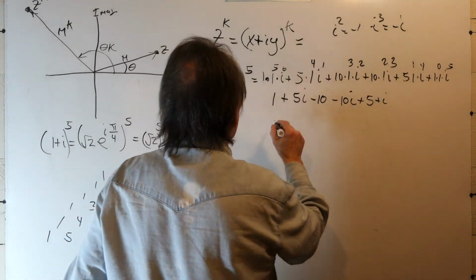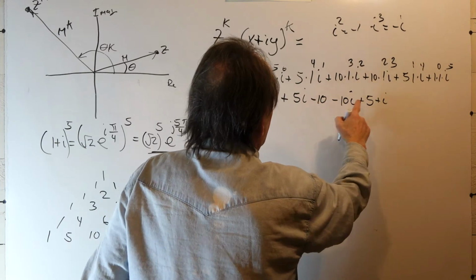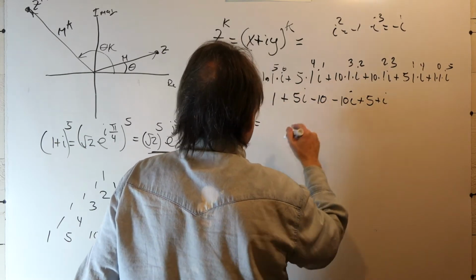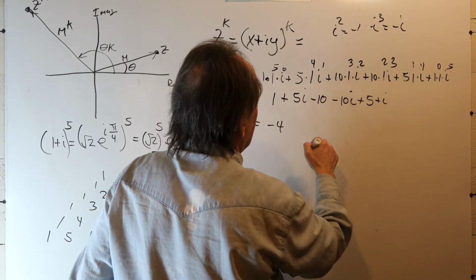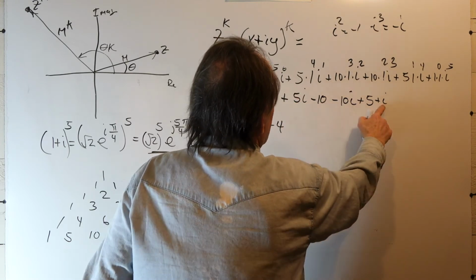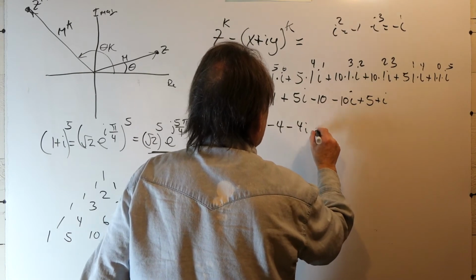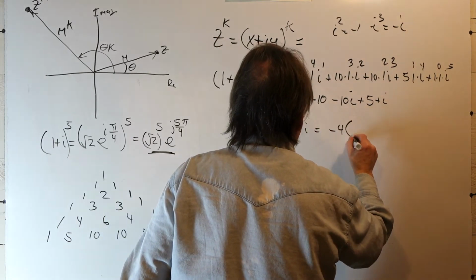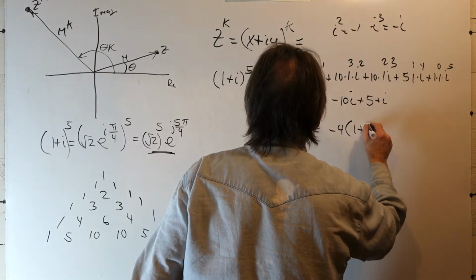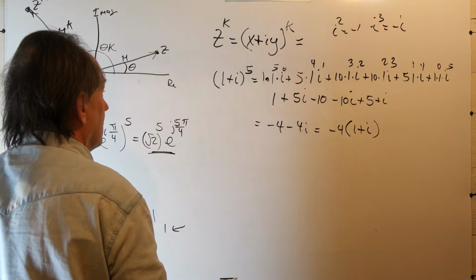So combining, we have 1 minus 10 plus 5, so we have 6 minus 10, or minus 4, and we have plus 5i plus i, which is 6i, minus 10i, which is minus 4i, so we can write this as minus 4 times (1 plus i), which is (1 + i) to the fifth.